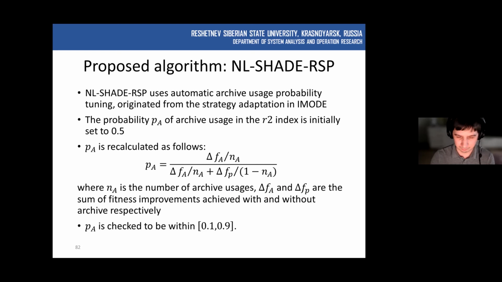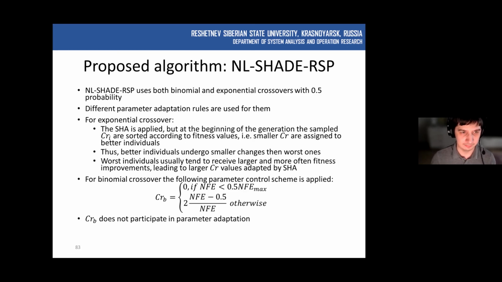Okay, and also here we used archive probability adaptation. Okay, but this is all not very interesting. The important thing is that we used some kind of parameter adaptation strategy, actually a parameter control scheme, like CR is 0 for the first part of the search, and it goes from 0 to 1 linearly for the second part of the search.